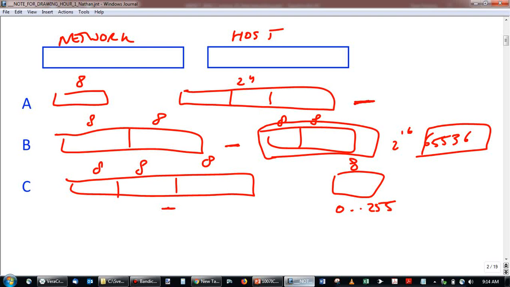On the Class A network, this is an enormous network. It has 2 to the 24 different hosts or different machines. That's 65536 times 2 times 2 times 2 times 2 times 2, right? So double it a number of times. You're going to get a very big number. And that's how these are organized.